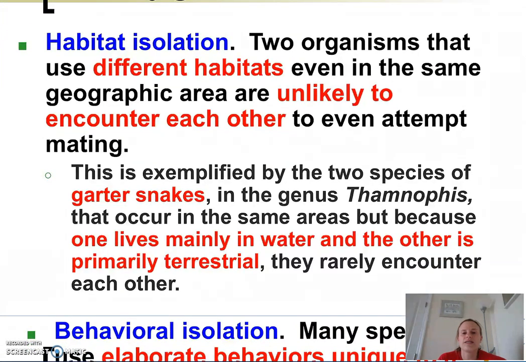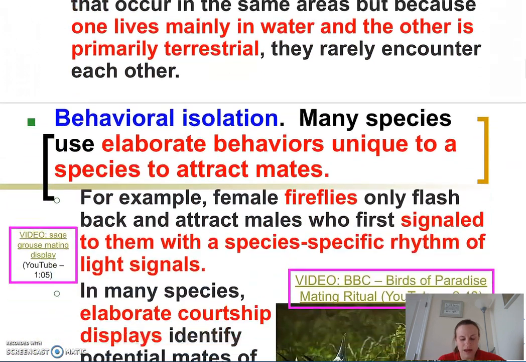species living in different habitats are usually unlikely to encounter each other or even to attempt mating, which is exemplified by garter snakes, because even though they might occupy the same area, one lives in water, one lives on the land, so they rarely encounter one another.